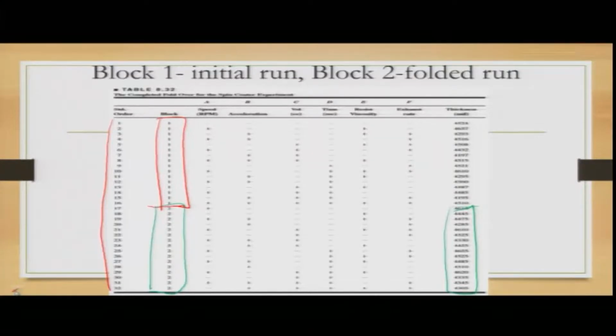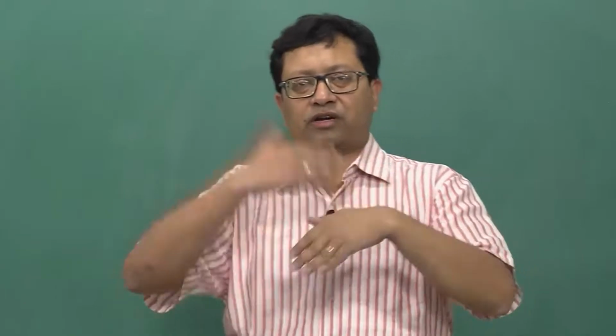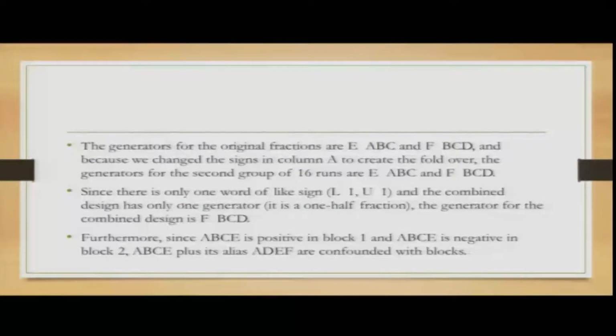If you consider this as the first block and partition them, all the different combinations of plus and minus are taken for block 1 and block 2. That means block 1 is for the initial run, and block 2 is where we fold and consider the combined effect.